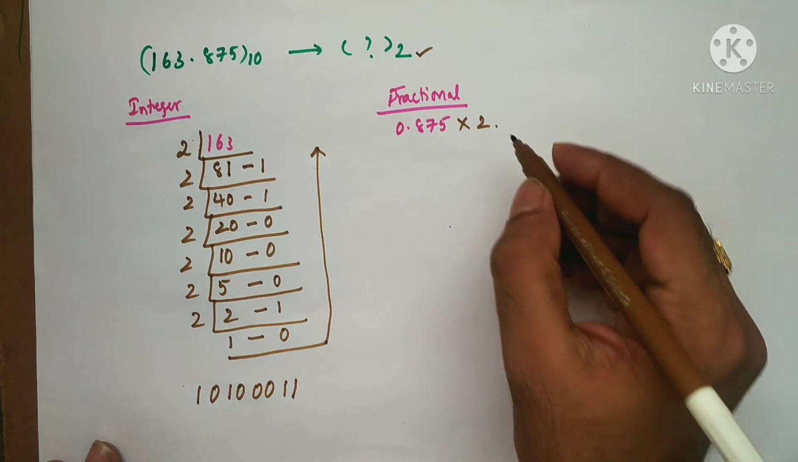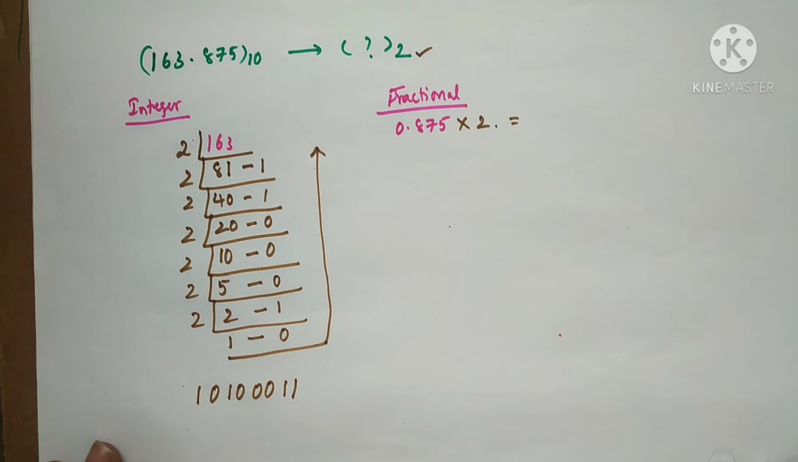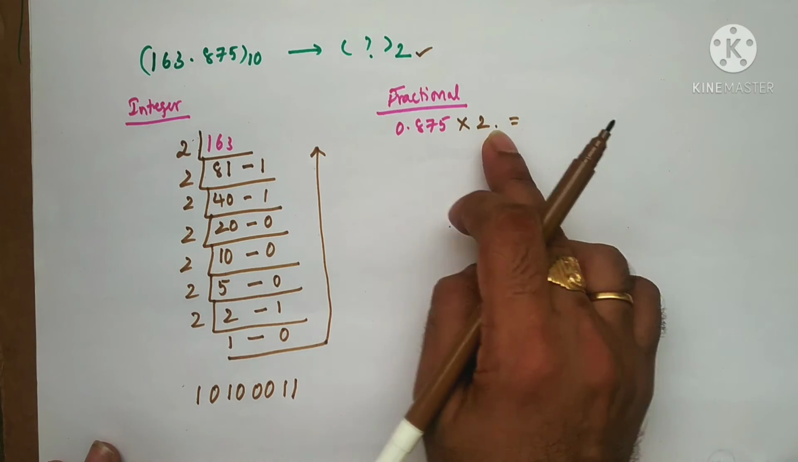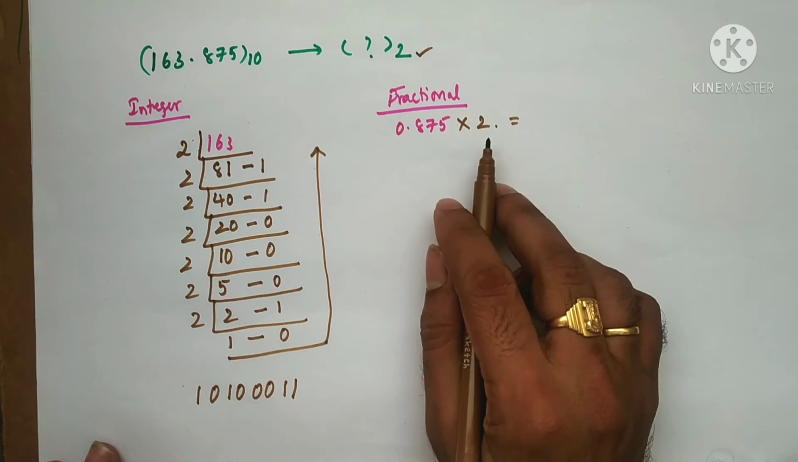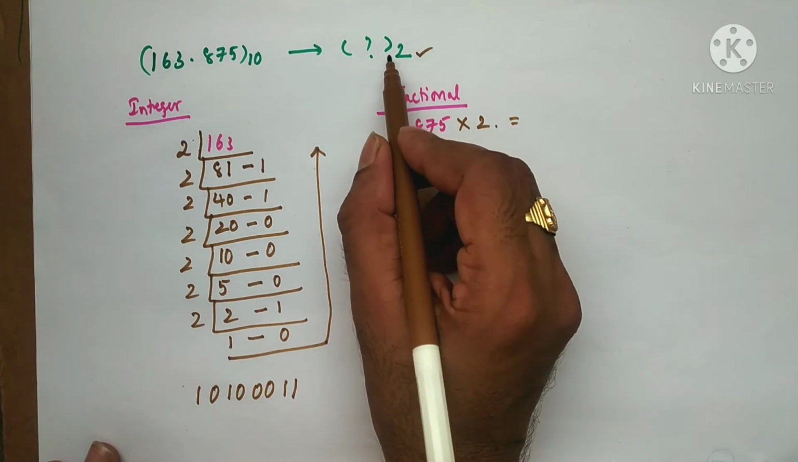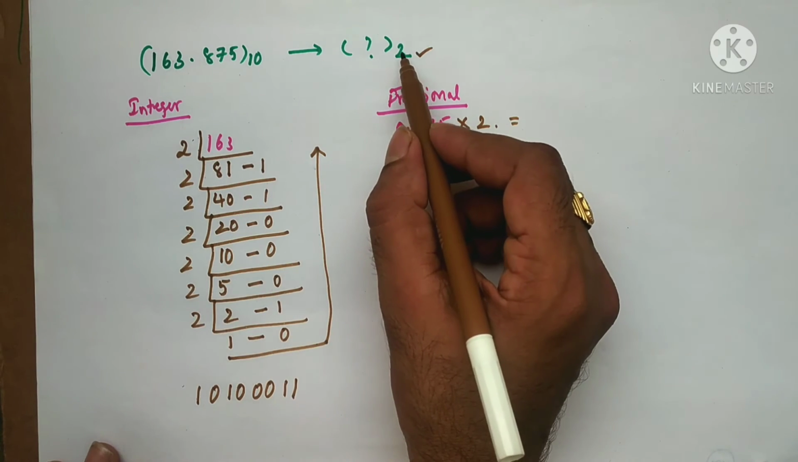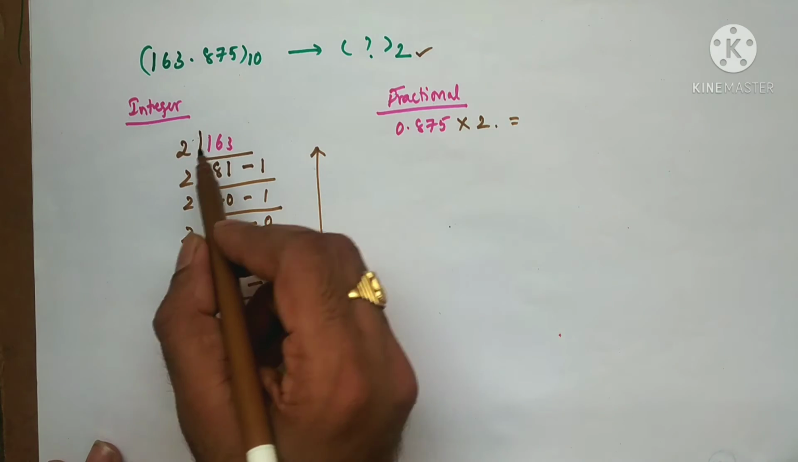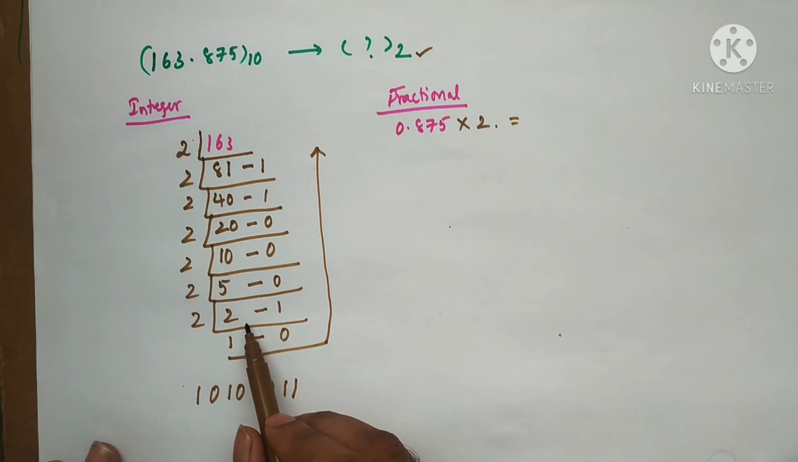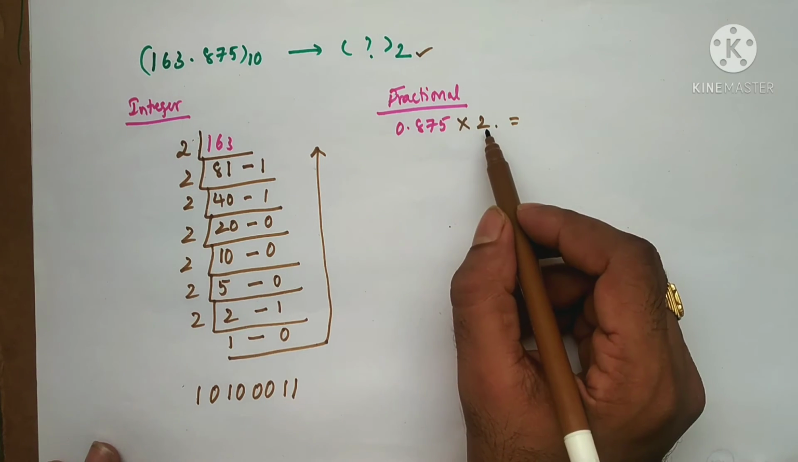Okay. Similarly, 0.875 multiplied by 2. For the fractional part, we have to multiply with the base. For example, here it is base 2. If I want to convert this base 10 into base 6 or base 7, then we have to divide the integer part with 7 and we have to multiply the fractional part with 7.